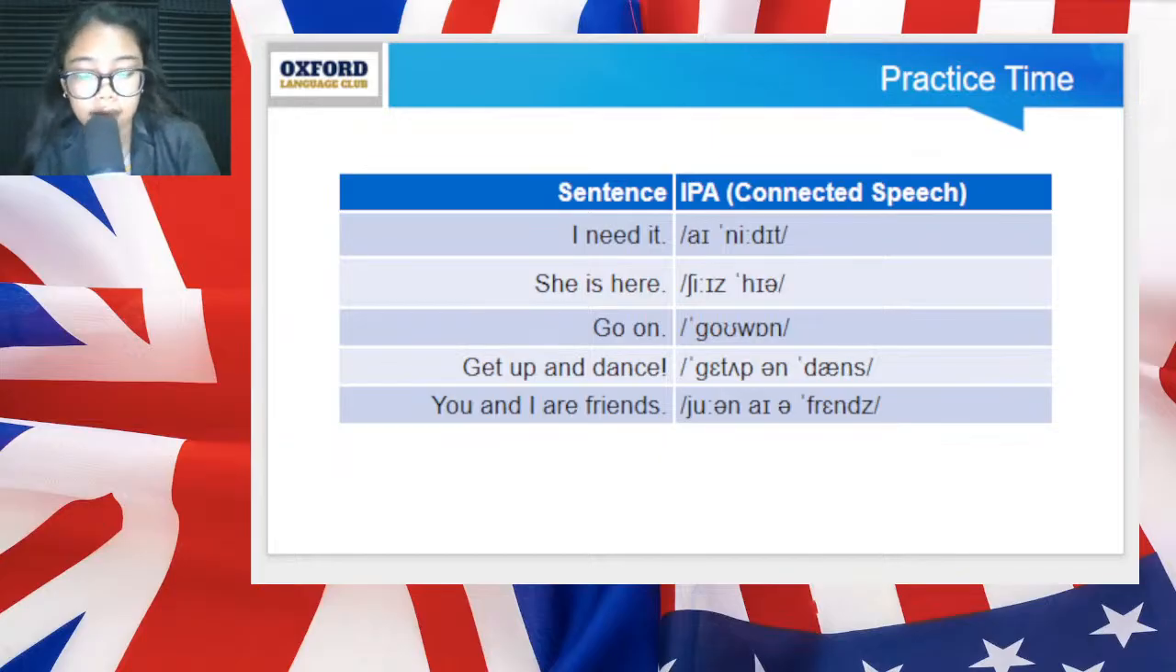Get up and dance. Again, get up and dance. Instead of get up and dance, get up and dance. Let's try this longer one together. Focus on all those connections. Get up and dance. Again, get up and dance. Okay, your turn. Try to say it at your own comfortable pace. Get up and dance.